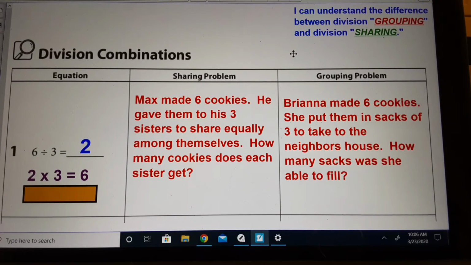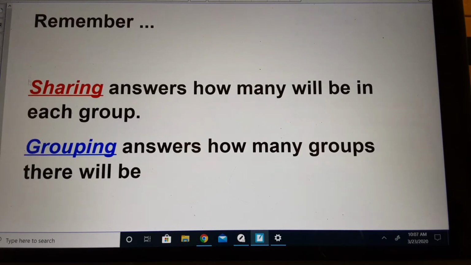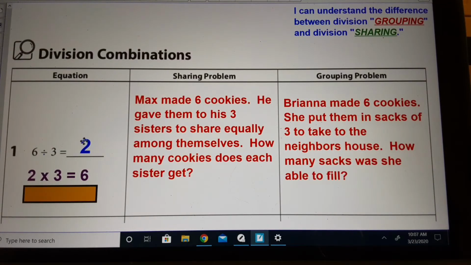Well, in this situation, we have 6 cookies. We have 3 people sharing them. Doesn't this just sound like sharing division? 3 sisters sharing the cookies. So we know we have 3 groups, sister 1, sister 2, and sister 3. What we don't know is how many they will each get. And sharing answers how many will be in each group. So each sister will get 2 cookies.